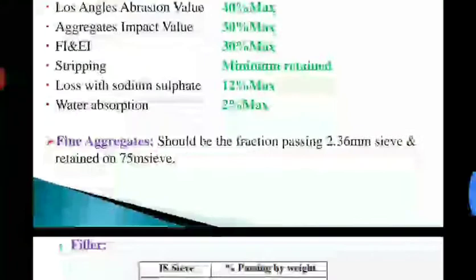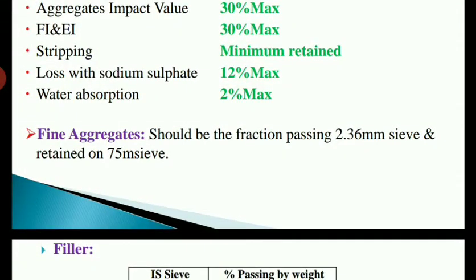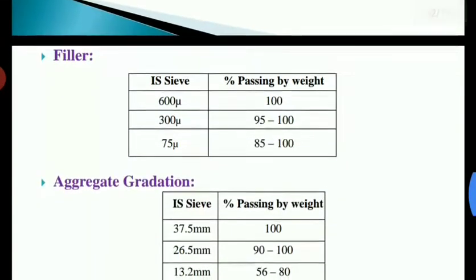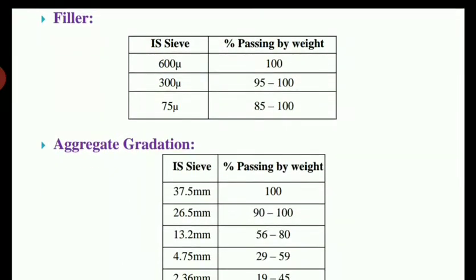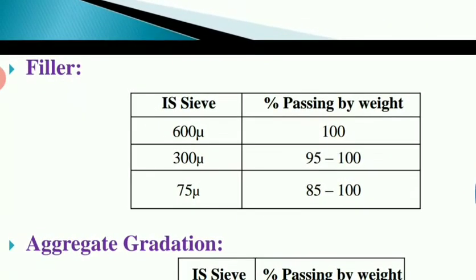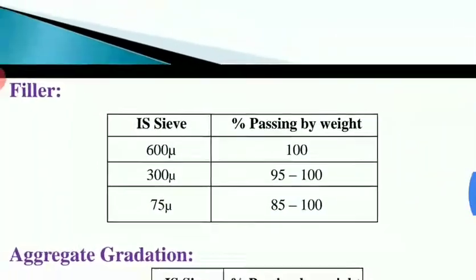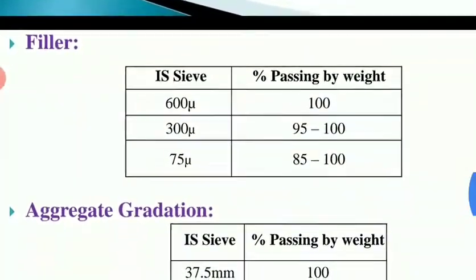Okay, and here with respect to the fine aggregates, it should be the fraction passing 2.36 mm sieve and retained on 75 micron sieve. Okay, and here we are going to use the filler material, that is from 600 micron to 75 micron. So after doing the sieve analysis of these fillers, the percentage by weight should be in a given range, that is for 600 micron it is 100%, for 300 micron it is 95 to 100, and for 75 micron it is 85 to 100. So this particular filler material should achieve this percentage by weight.